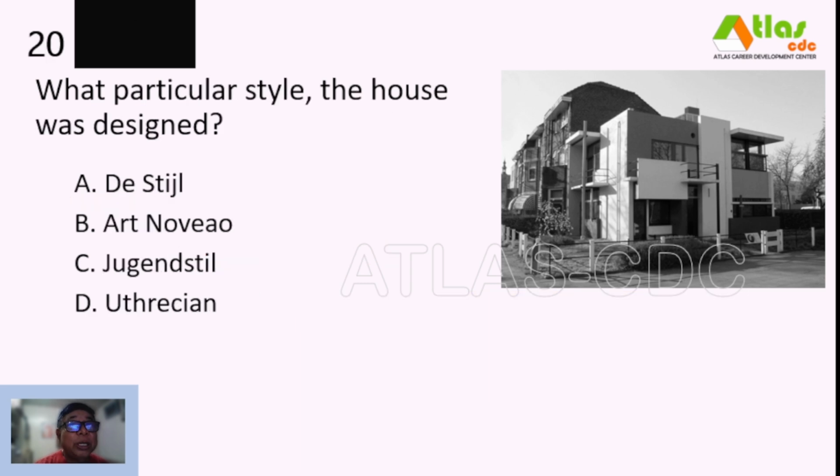Number 20. What particular style was the house designed in? A. De Stijl. B. Art Nouveau. C. Jugendstil. And D. Authentian.